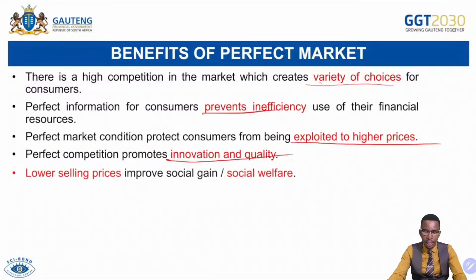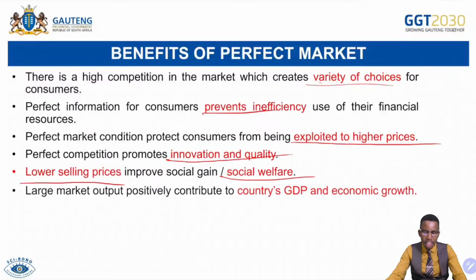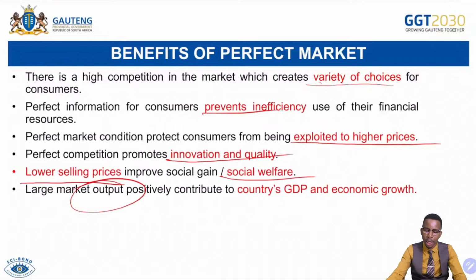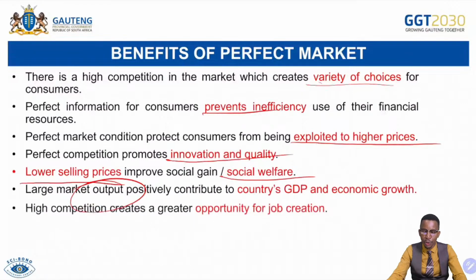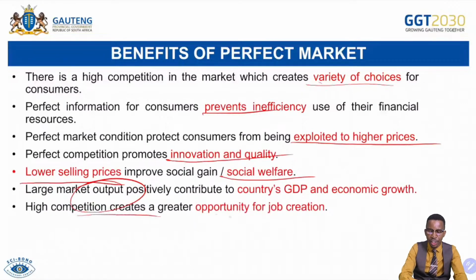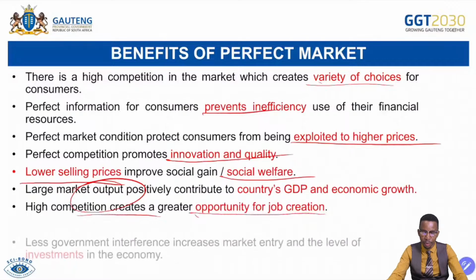Lower selling prices improve social gain or welfare. With lower prices, there will be social welfare because consumers will be able to afford those goods and services. Large market output positively contributes to the country's GDP and economic growth. Since there is more output in the market, there can be more GDP and economic growth in the country. High competition creates a greater opportunity for job creation. With more competition, a high level of jobs will be created in the market because many firms will be entering the market to produce goods and services, which will then demand more labor in the economy.